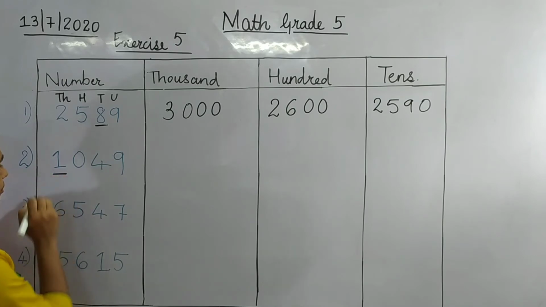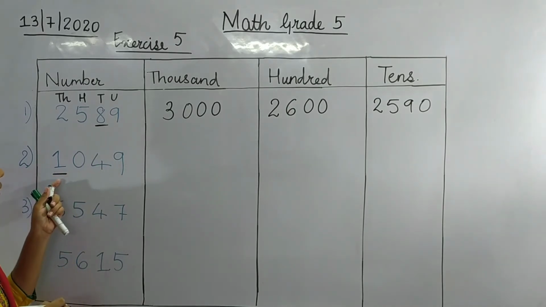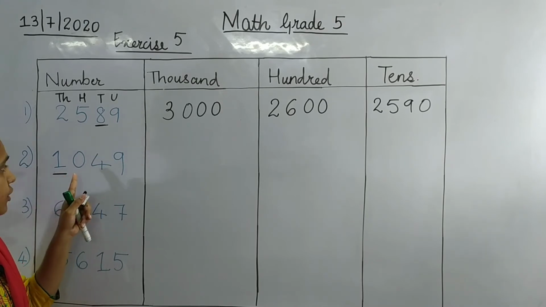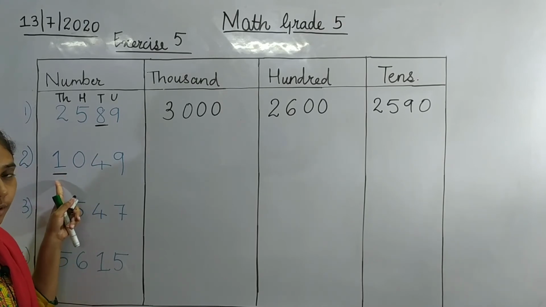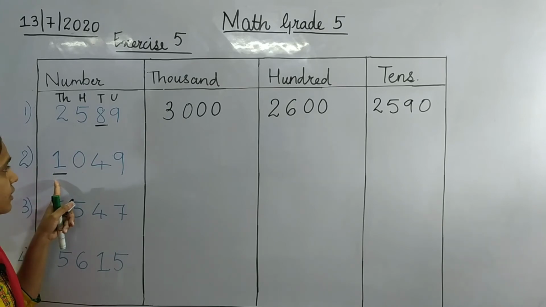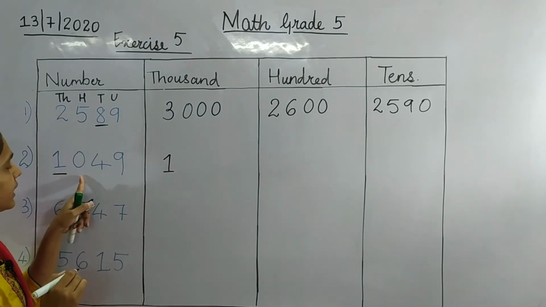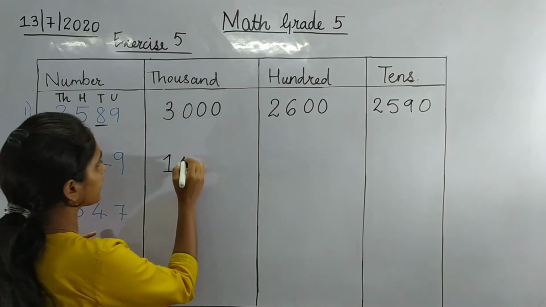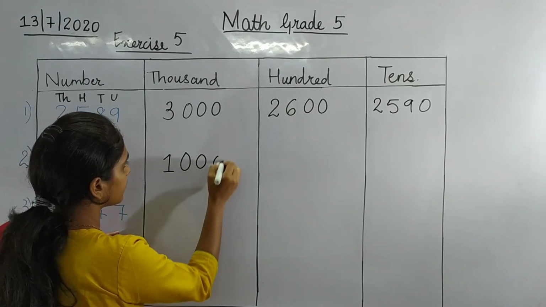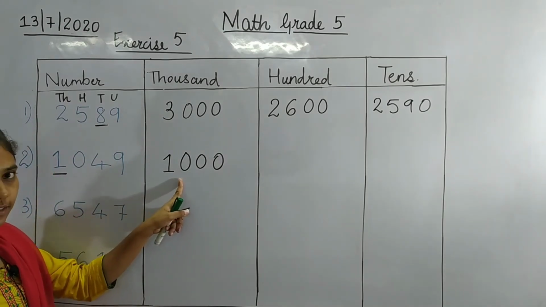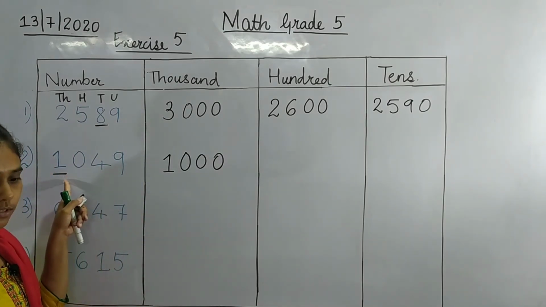So we check the number after 1. So after 1, which is the number? 0. And 0 is lesser than 5. So do we have to add 1 to this number? No, right? So this 1 remains as it is. And after 1, how many digits are there? 1, 2, 3 digits are there. So we put 3 zeros. So this number after rounding off becomes 1000 to its thousands place.